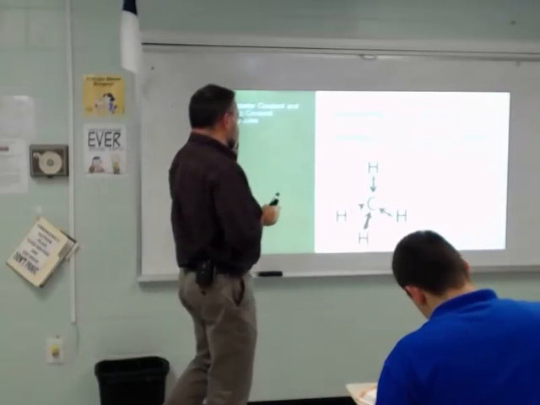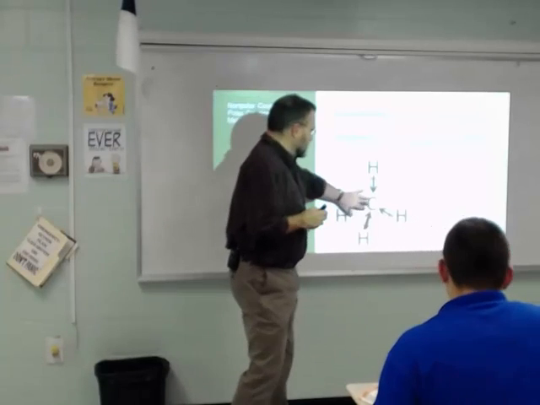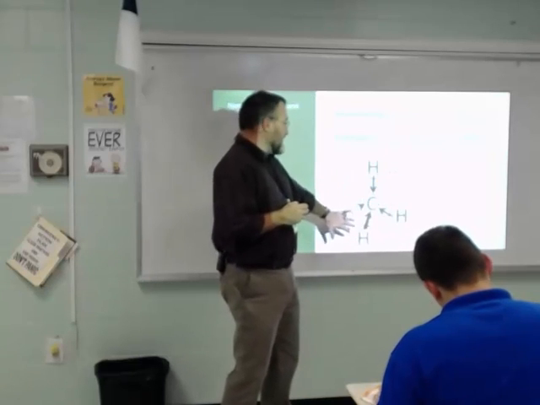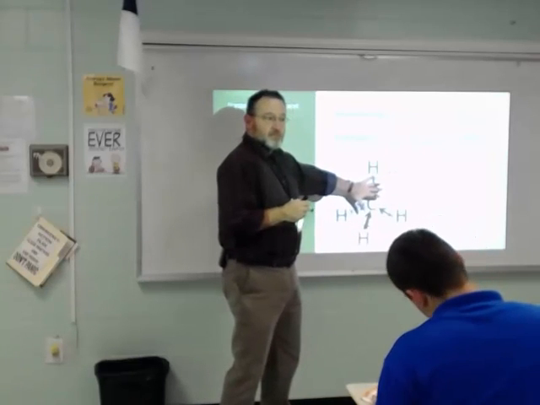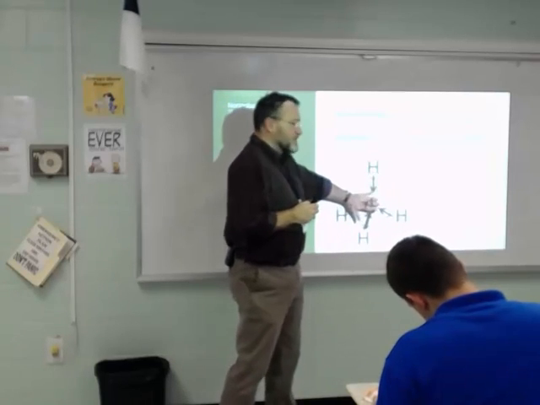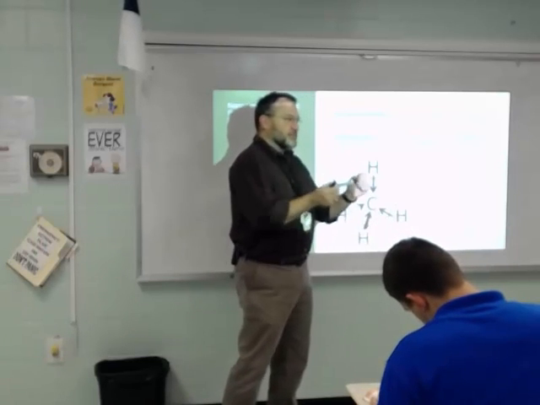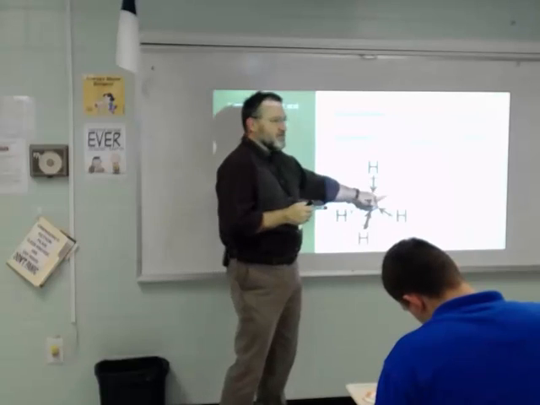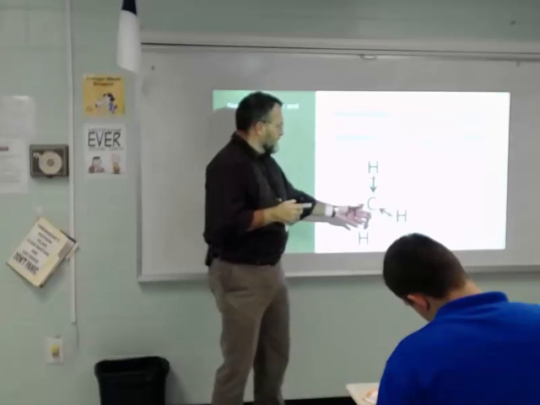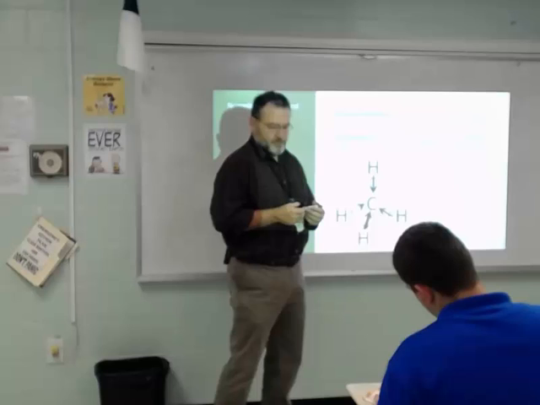In this case, CH4, methane. We've got a central carbon with 4 hydrogens attached to it. If we look at the polarity of every one of those bonds, carbon has a higher electronegativity than hydrogen. So as we look from bond to bond to bond, every one of these bonds is a polar covalent bond, oriented with a partial negative towards the carbon and a partial positive towards the hydrogens. You see that?